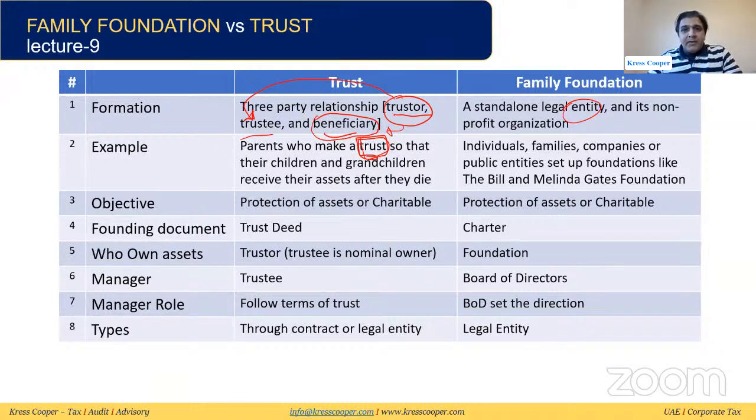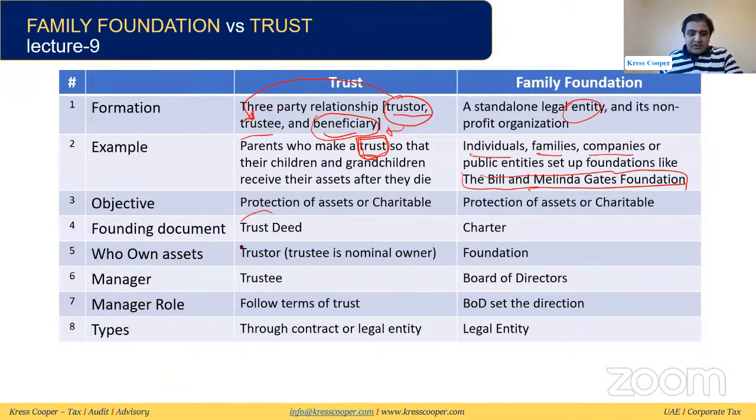This is a trust. And a family foundation, like an individual can set up, families can set up, companies can set up a foundation. The biggest example is the Bill and Melinda Gates Foundation. This is the foundation they have set up for charitable purposes. So, objective: both the trust as well as the family foundation have the same objectives, and the objectives are protection of assets and charitable purpose.